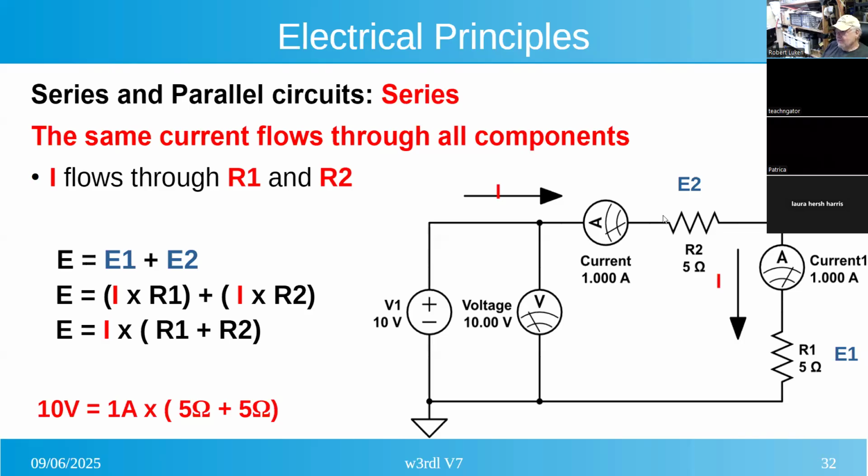Now we'll talk a little bit about series and parallel components. Because when we put resistors in series or in parallel, we have to figure out what the equivalent resistance is. So if we have two resistors in series, the equivalent resistance is going to be the value of the two resistors added together.